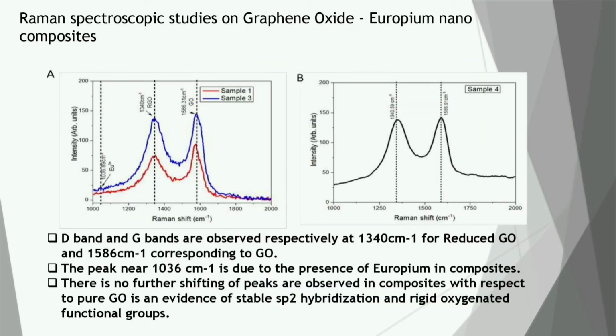Moving forward to Raman spectroscopic studies. Graphene oxide has higher level bands, so we take D bands and G bands into account. We used more europium oxide in sample 3 than in sample 1. That is why in image A we can see sample 3 has more intensity. This is due to the fact that the porous surface of graphene oxide is filled when we added europium oxide and thus reducing the scattering. However, we can observe that there is no shift in peak positions. This clearly indicates a well-defined sp2 hybridization and rigid oxygenated functional groups.